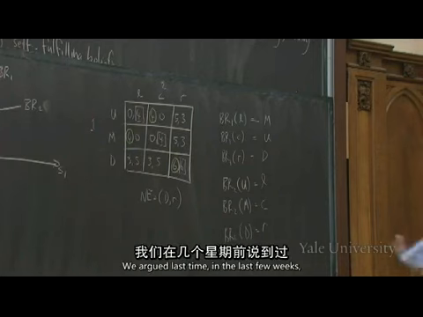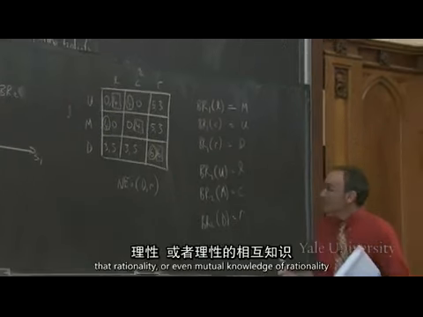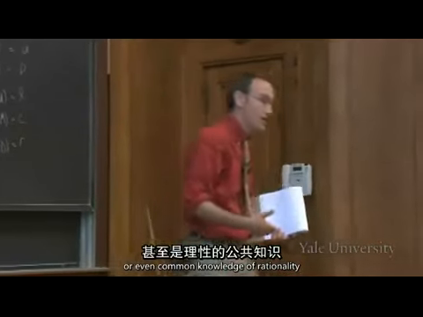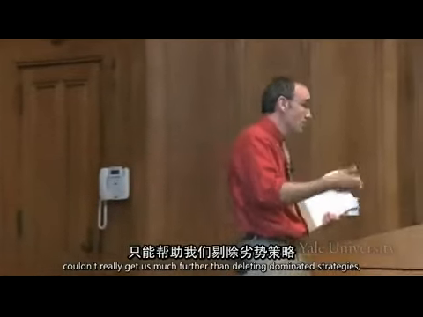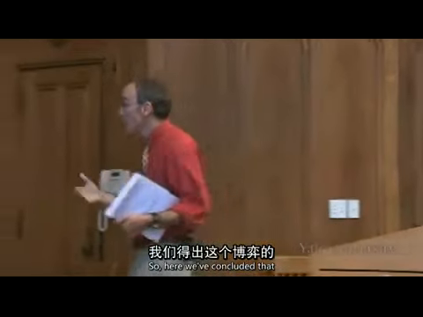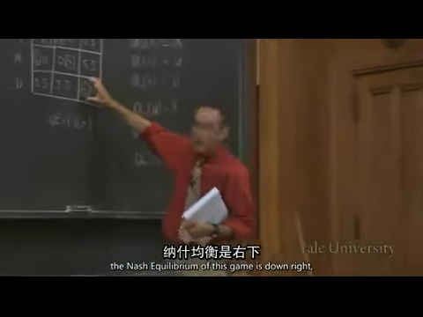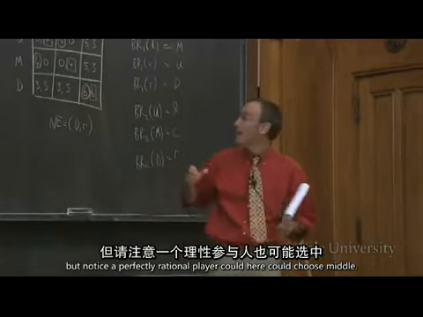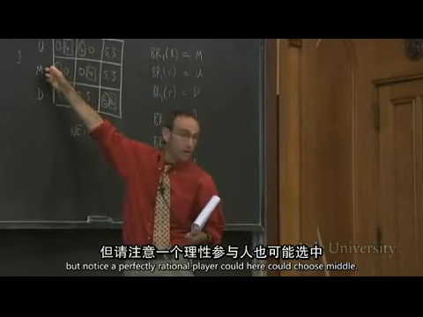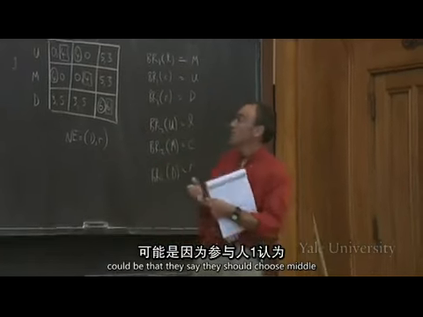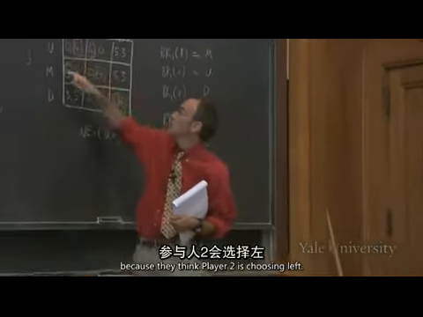We argued last time, and in the last few weeks, that rationality, or even mutual knowledge of rationality, or even common knowledge of rationality, couldn't really get us much further than deleting dominated strategies, or if you like, deleting strategies that are never best responses. All right? So here we've concluded that the Nash equilibrium of this game is down right, a very particular prediction. But notice, a perfectly rational player could choose middle. The reason player 1 could choose middle could be that they think player 2 is choosing left.